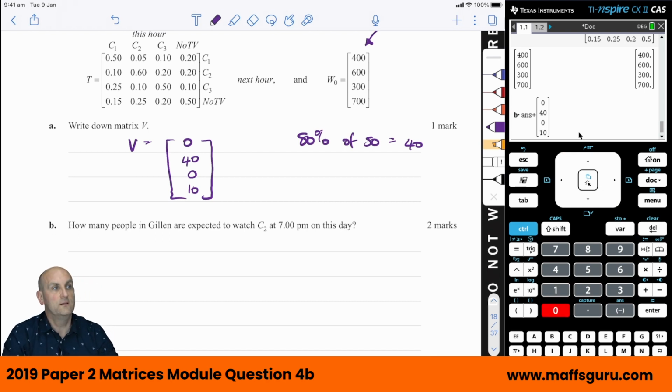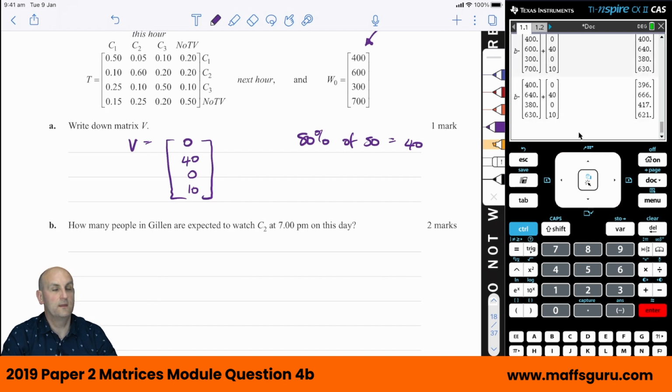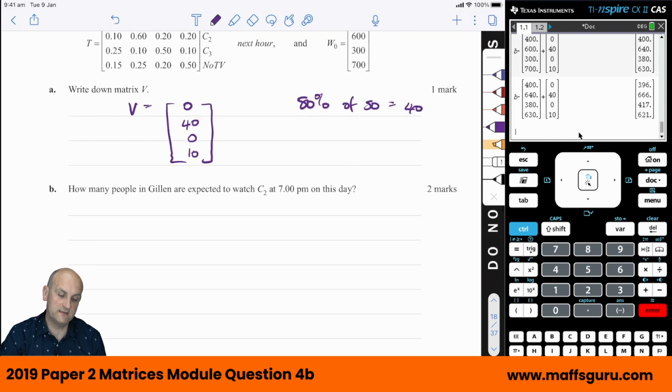So that there represents 5 p.m., 6 p.m., and there is 7 p.m. So in that situation, how many people in Gillen are expected to watch C2 at 7 p.m. on this day? It would be 666 people.